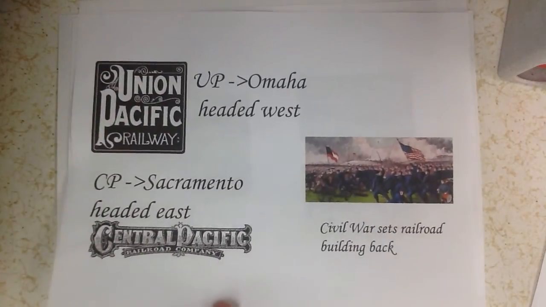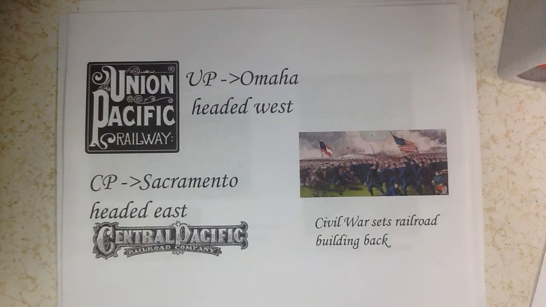These two distinct companies had their own name. The one that started in Omaha was named the Union Pacific. They were headed west. And the one that started in California was the Central Pacific, and they were headed east. Initially, however, the Civil War set the railroad building back, so it was several years before they were able to finally start building. But once the Civil War was finished, building was able to begin in earnest.